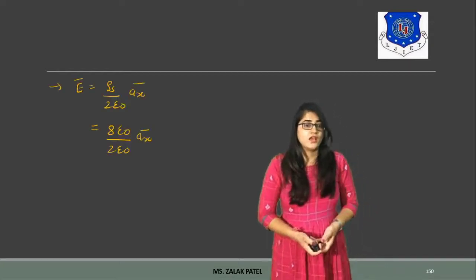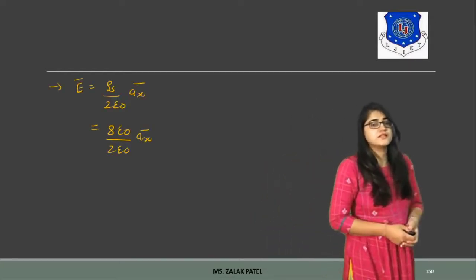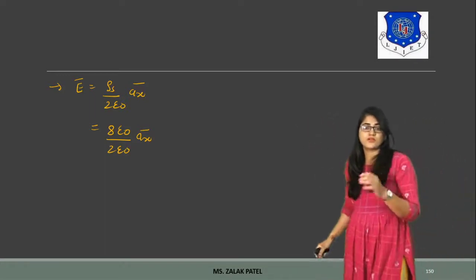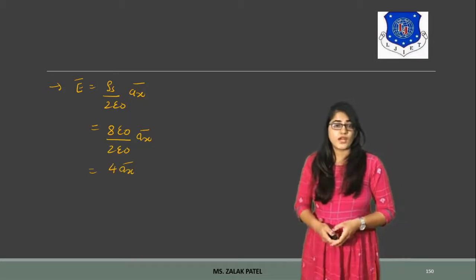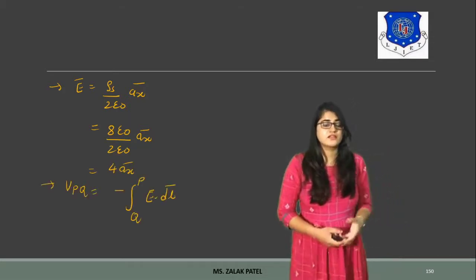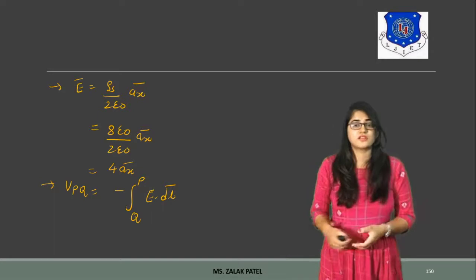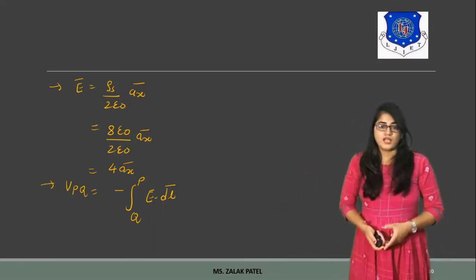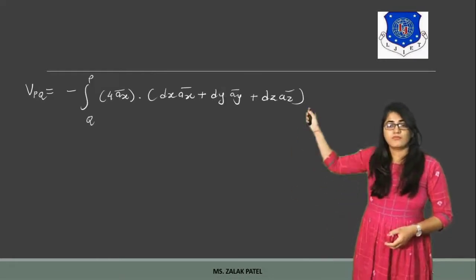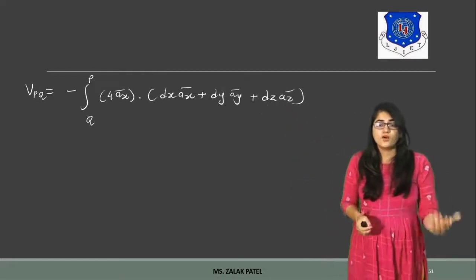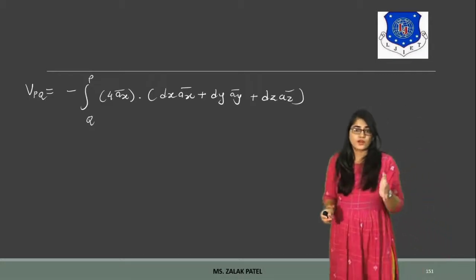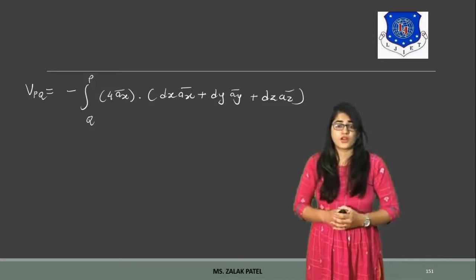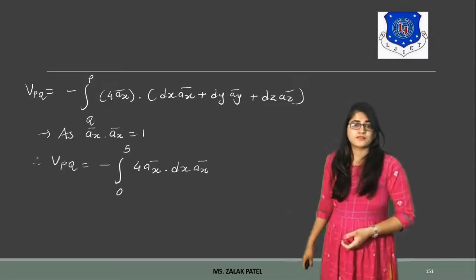We already have the value of the surface charge density, that is 8 epsilon 0. So 8 epsilon 0 upon 2 epsilon 0 ax bar becomes 4ax. This is our field intensity. But to find the potential difference, we have to take minus integration over PQ of E bar dot dl bar. E bar is 4ax and the remaining is like this. Here again we take the dot product: ax dot ax becomes 1, but the other dot products become 0.